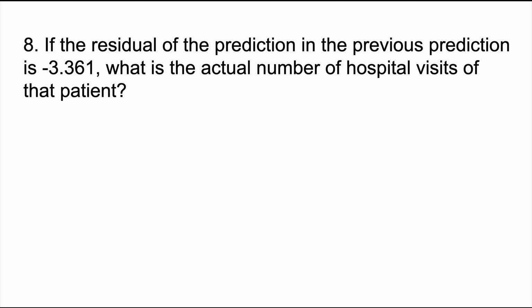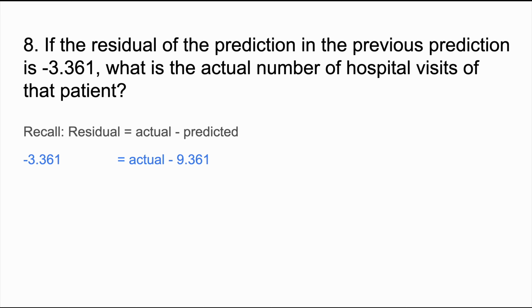Now, if we look at the previous prediction, we're told that the residual was negative 3.361. So I randomly pick someone and see that they exercised 30 hours, and that person has a residual. What is the residual? The residual is the difference between how much they actually went to the hospital minus the predicted amount of hospital visits. The residual is negative 3.361, the actual I don't know, but I know that their predicted number of visits was 9.361.